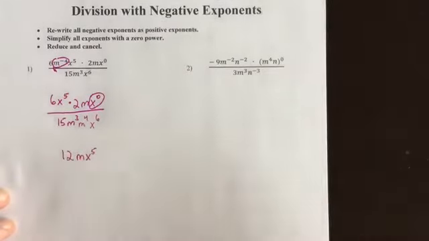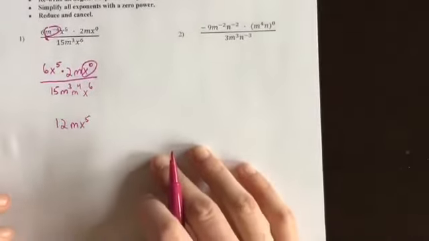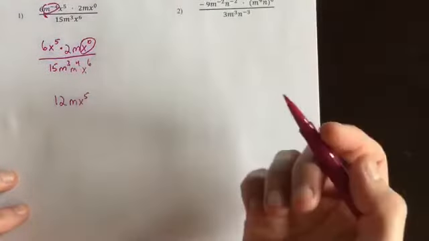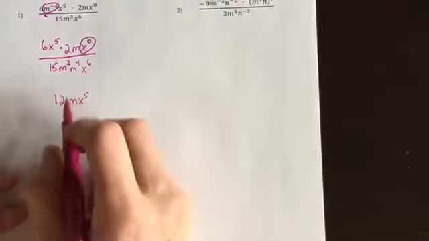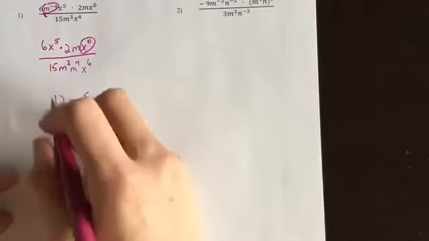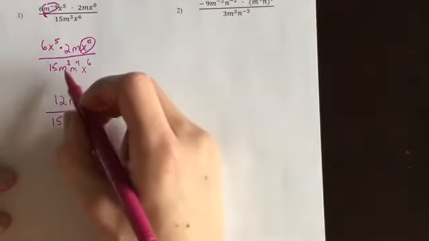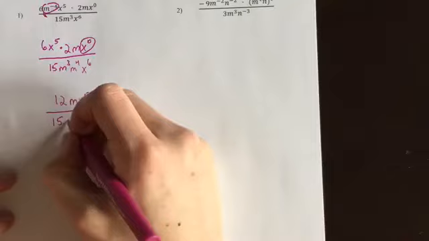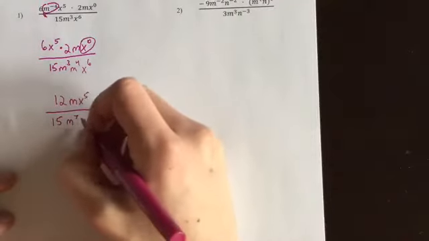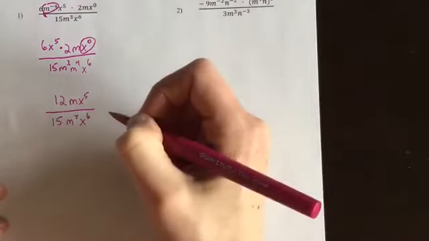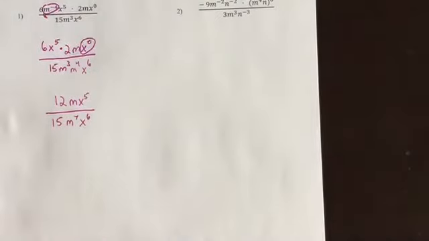If you wrote down 12x to the fifth m, that's fine. Commutative property of multiplication, right? Notice I didn't write the times 1 because it's the multiplicative identity. It's just itself. In our denominator, 15, m to the third times m to the fourth is m to the seventh, and then we have x to the sixth. Now that our numerator and denominator are simplified, this is when I like to go ahead and start doing the division, so reducing and simplifying.